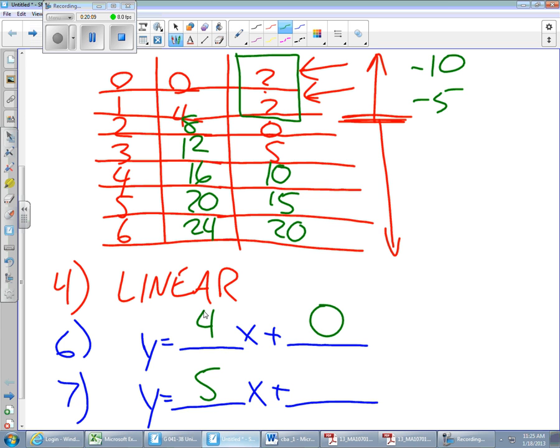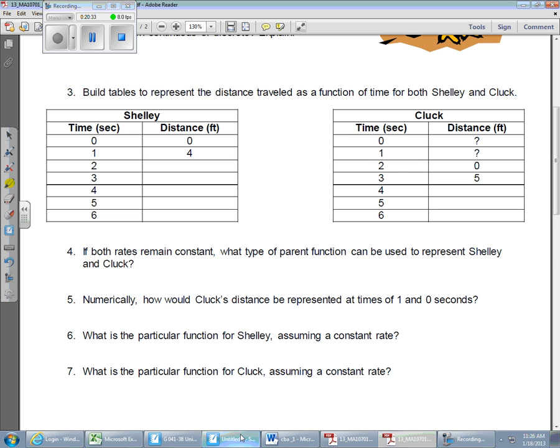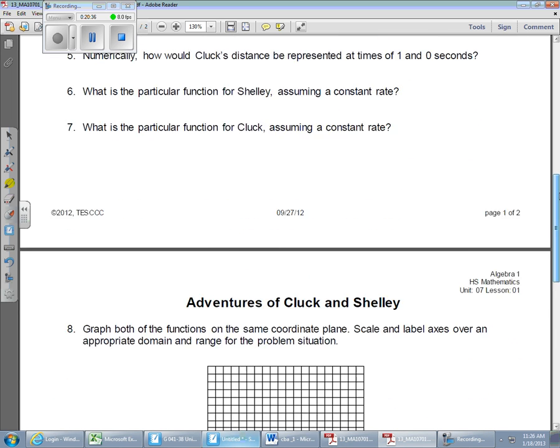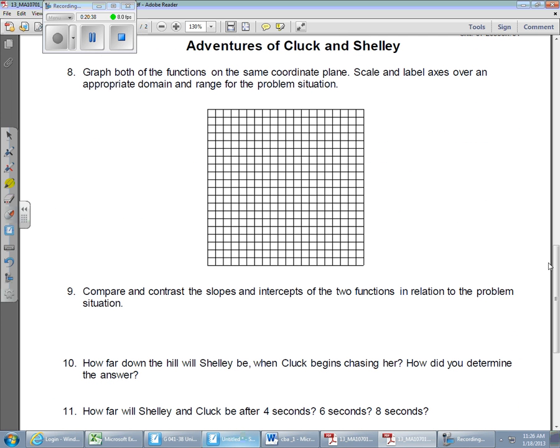Now this is back to that same old problem we had just a minute ago. There is no such thing as negative distance, but this line is going to have to cross the y-axis somewhere so that these values can do what those values need to do. And that's going to happen at -10. Okay, so there are your two equations that go along with Shelley and Cluck. So there's 6 and 7. Yes, we did. We filled in the -10 and that -5 in the chart on question 5.